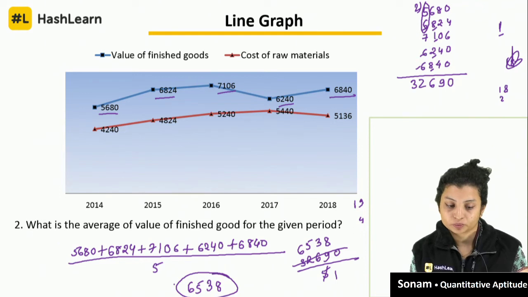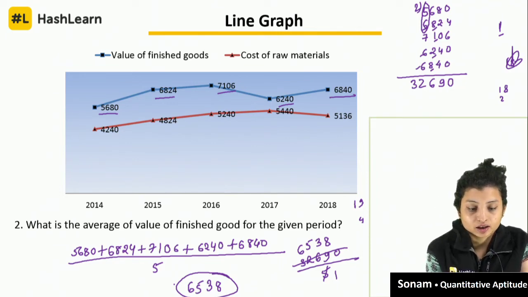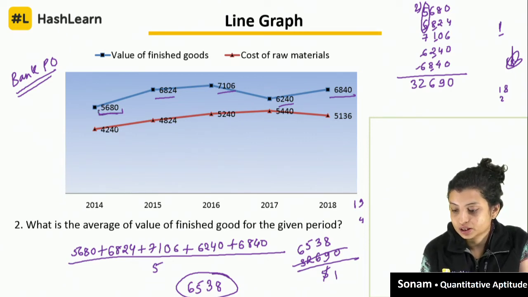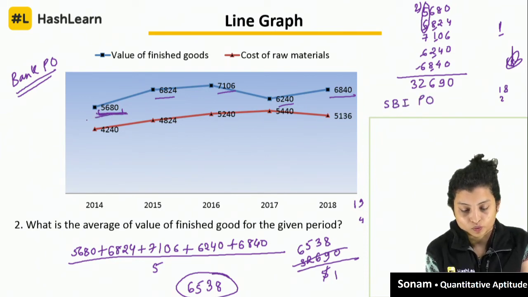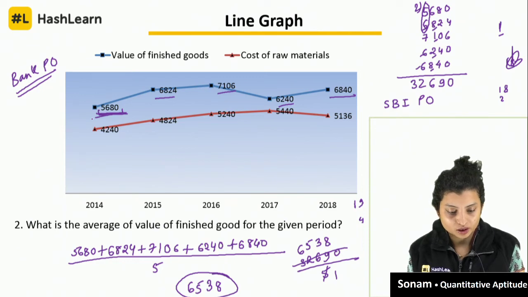So what did you see over here? That the question is easy, but the only difficulty is the calculation part. So do the calculation carefully. These days in any bank PO exam, they give you 4-digit numbers. Even in the last to last year SBI PO paper, they have given 5-digit numbers also. So be very careful with the calculation part. All right. Let's do the next question.